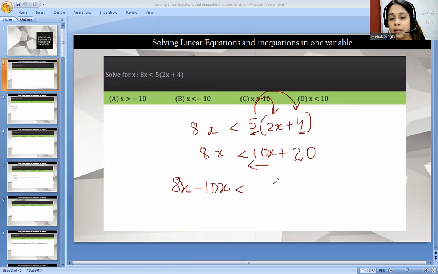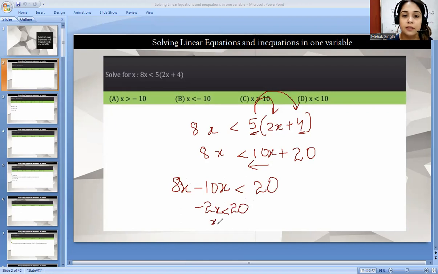So 10x minus 10x will give you 0. You're left with 20. Amazing. 8x minus 10x. Use the concept of integers here. 8 minus 10. Since the bigger number is 10, so it'll give us a negative number. Great. It is going to give us minus 2x less than 20. What would be the value of x here?